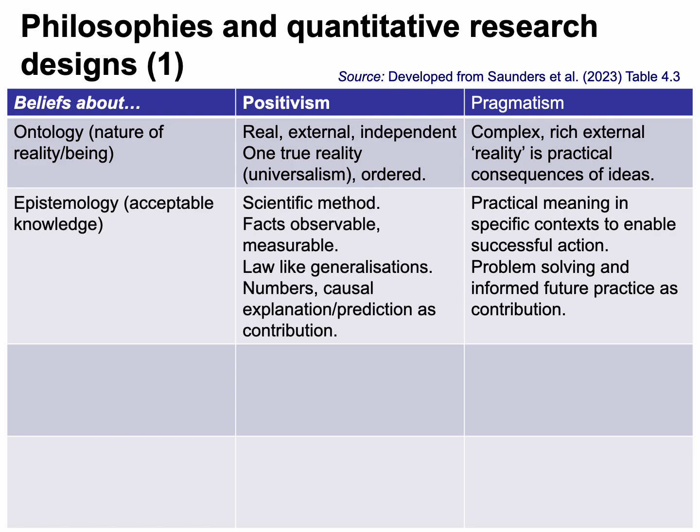In terms of epistemology, that's what is acceptable knowledge. For positivists, they're very much like a scientist in a lab, white lab coat, working in a lab. They're looking at using a scientific method. Facts are things that are observable and measurable. They're looking to create law-like generalizations of what's happening, and to do this, they use numbers and causal explanation, or indeed prediction. And that's where the contribution of the research comes in, the explanation or the prediction.